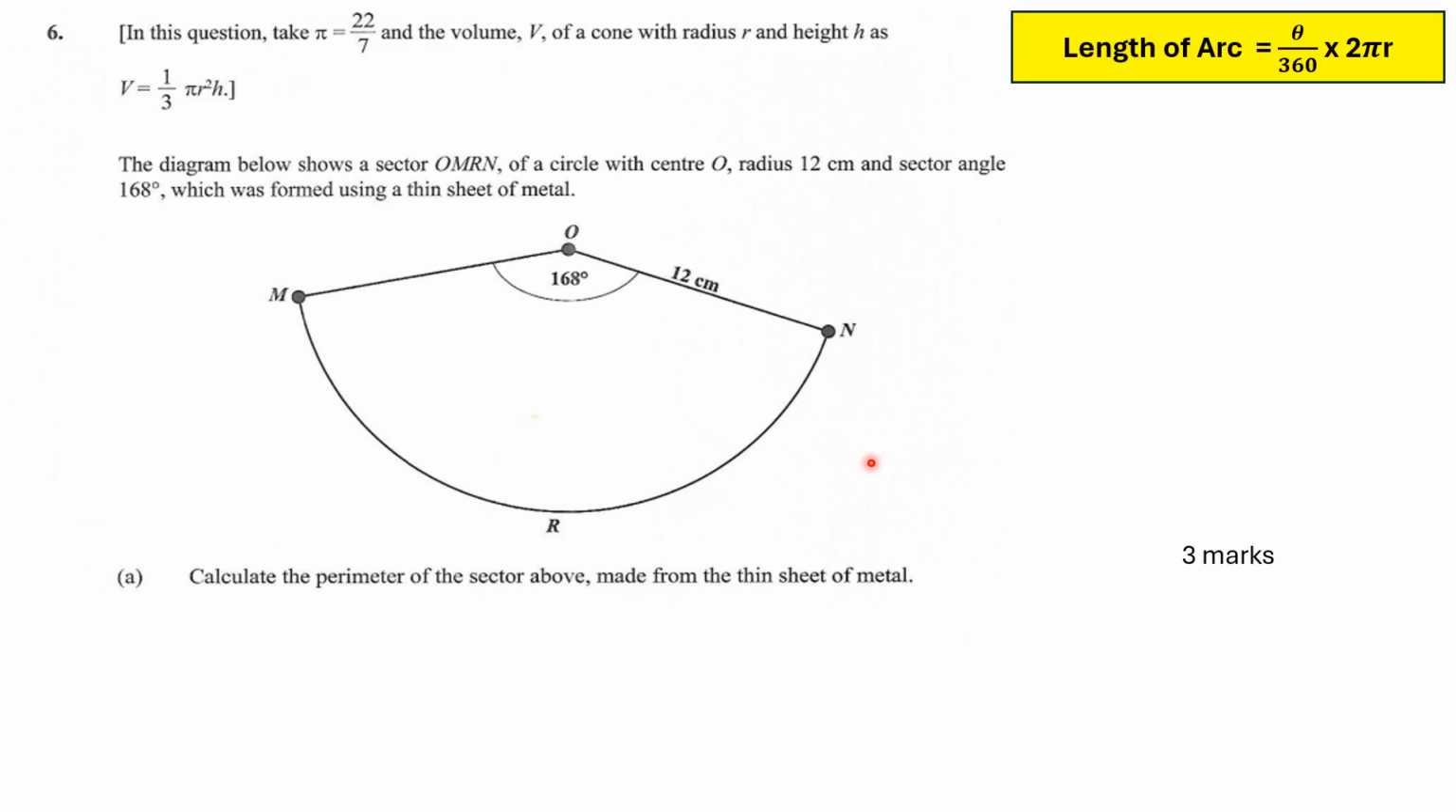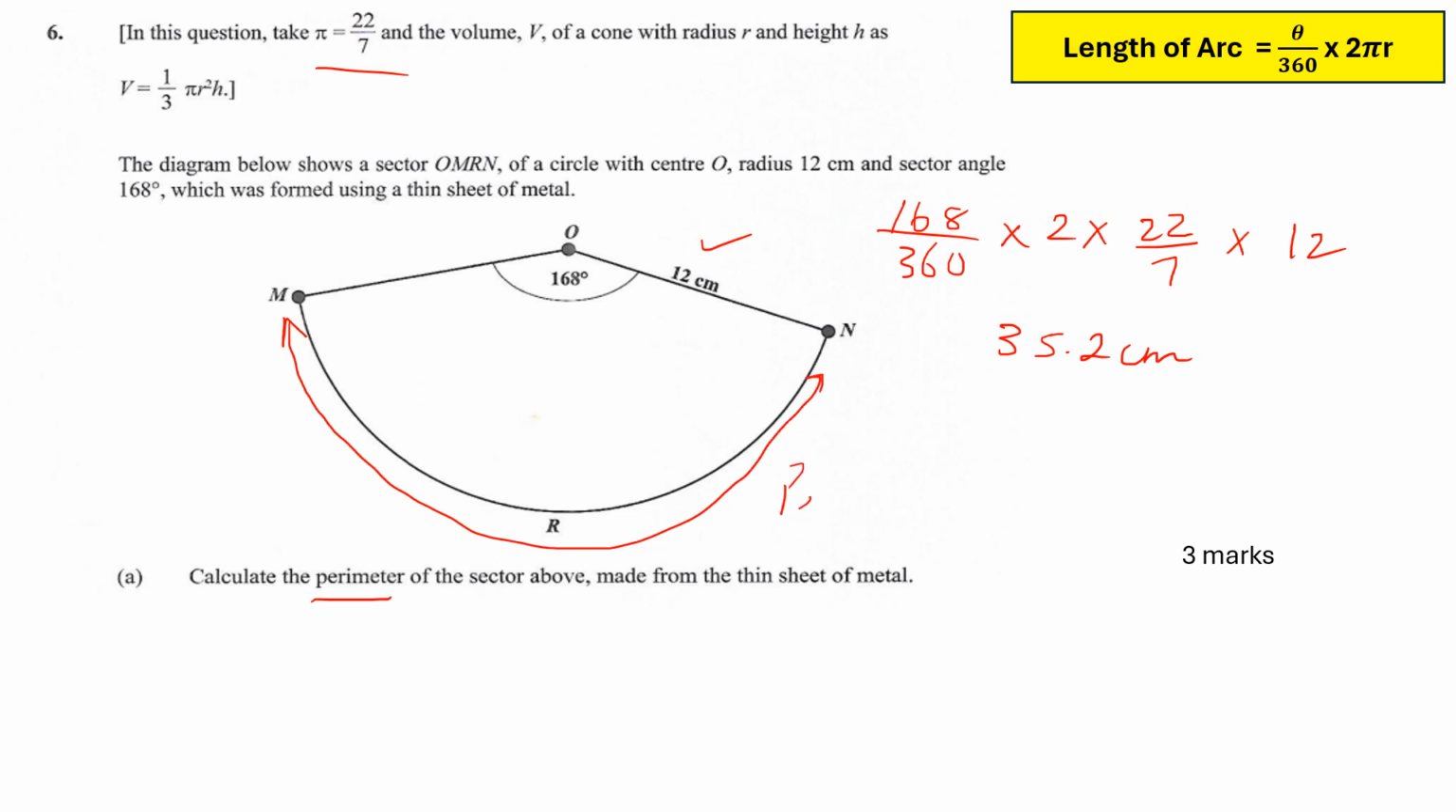So we need to find the arc length first, and this is the formula. We substitute our values: 168/360 times 2 times pi, which is 22/7, and the radius is 12. Plug that into our calculator and that gives us 35.2 centimeters.